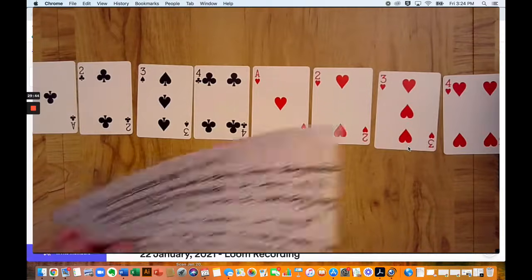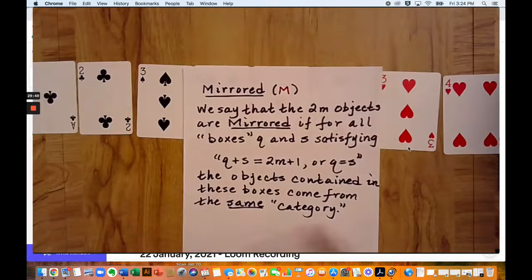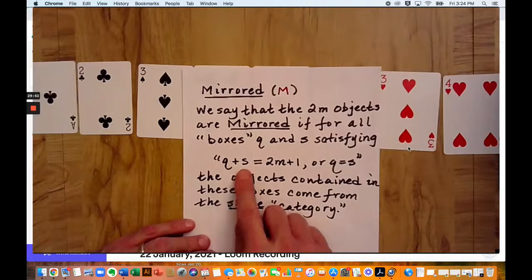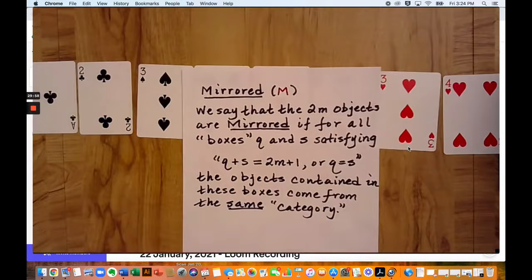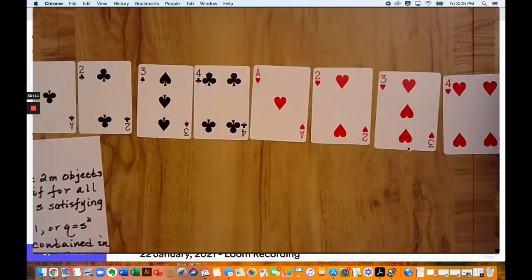Now, what we're looking at here is something quite different. We need it to be the case that Q plus S, when added together, gives you the total number of objects plus 1, or we allow Q and S to be the same. Okay, so let's first focus on that requirement just to get an idea as to what is going on there.